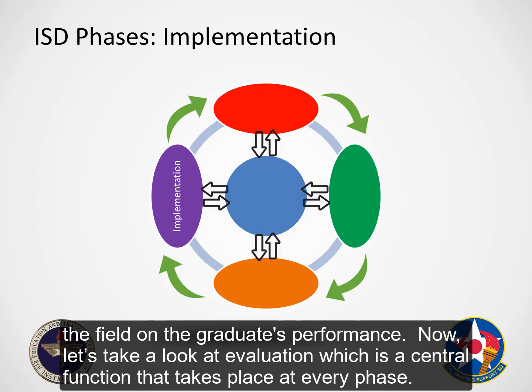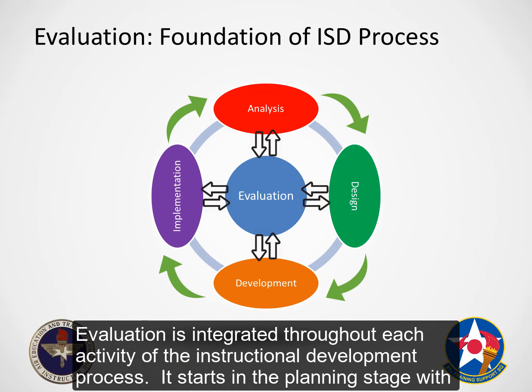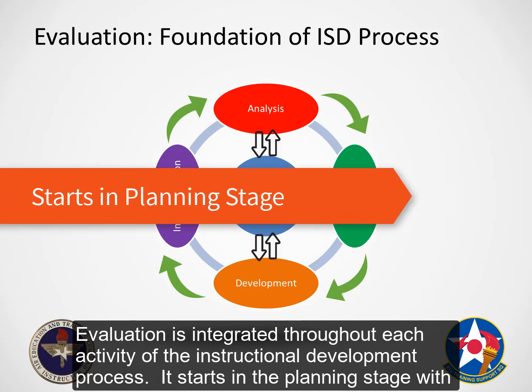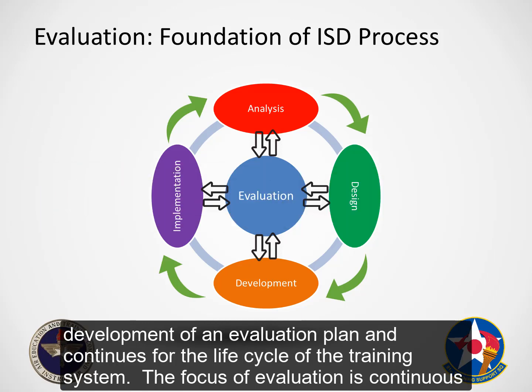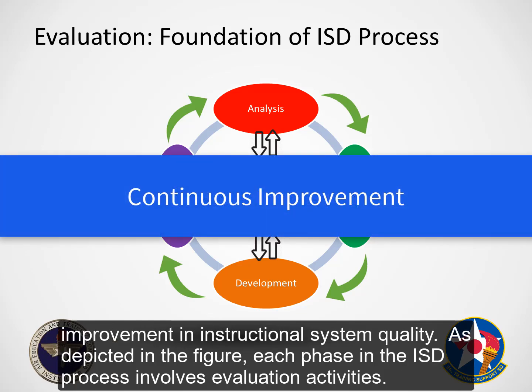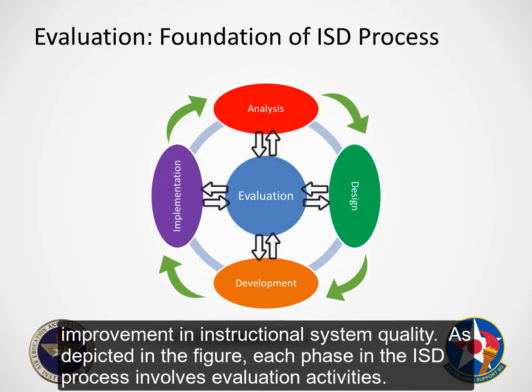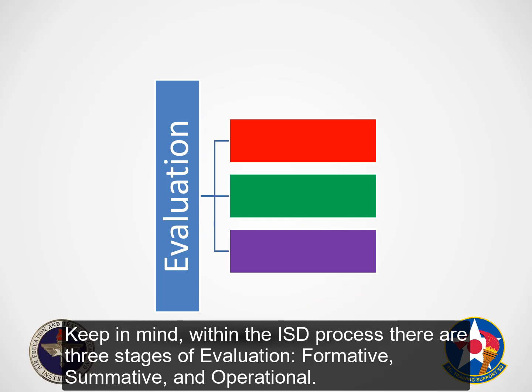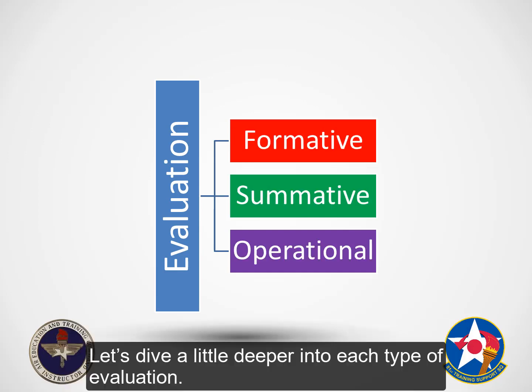Now, let's take a look at evaluation, which is a central function that takes place at every phase. Evaluation is integrated throughout each activity of the instructional development process. It starts in the planning stage with development of an evaluation plan and continues for the life cycle of the training system. The focus of evaluation is continuous improvement in instructional system quality. As depicted in the figure, each phase in the ISD process involves evaluation activities. Keep in mind, within the ISD process, there are 3 stages of evaluation: formative, summative, and operational.